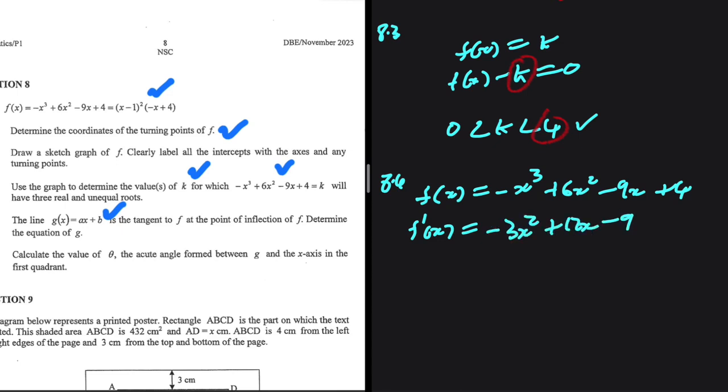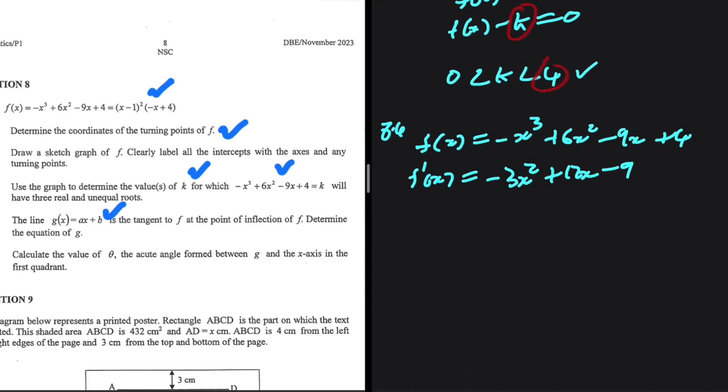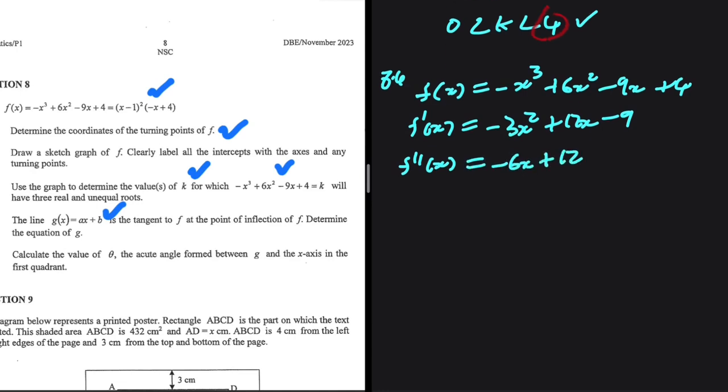If you want to find the x value at the point of inflection, you have to differentiate again and equate it to 0. The second derivative is f''(x) = -6x + 12. We need to equate this to 0, so -6x + 12 = 0. -6x = -12, so x = 2. This is the x value at the point of inflection.